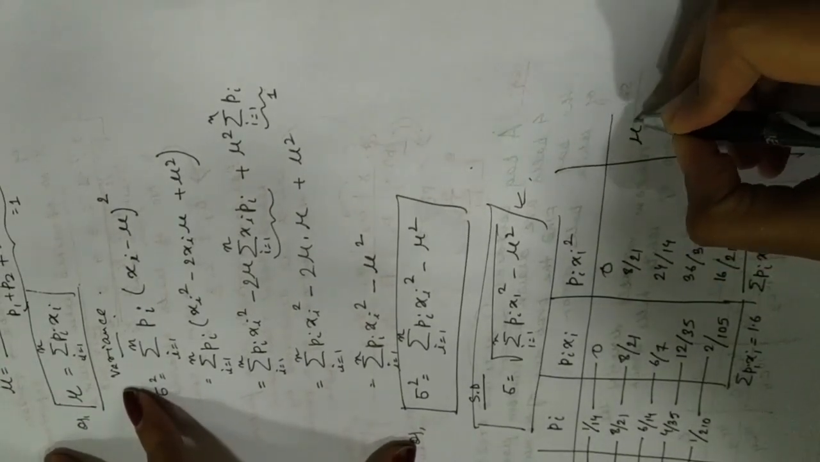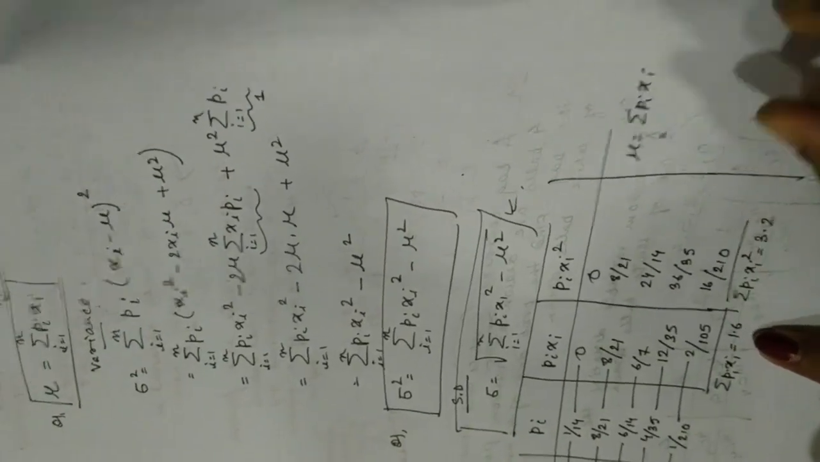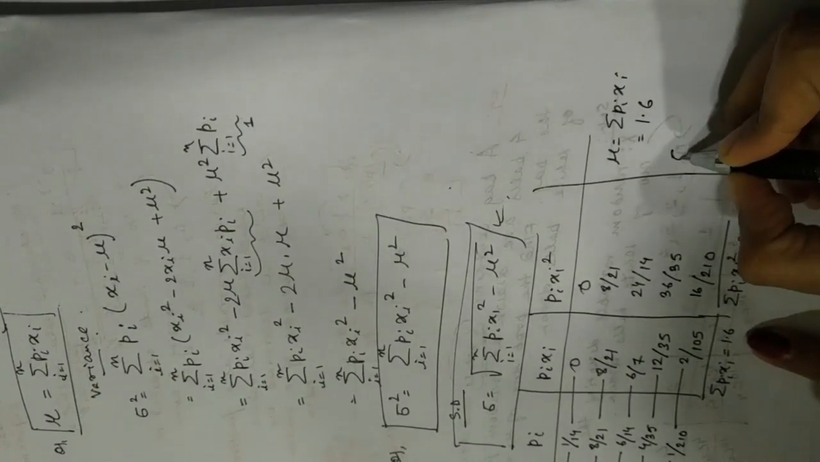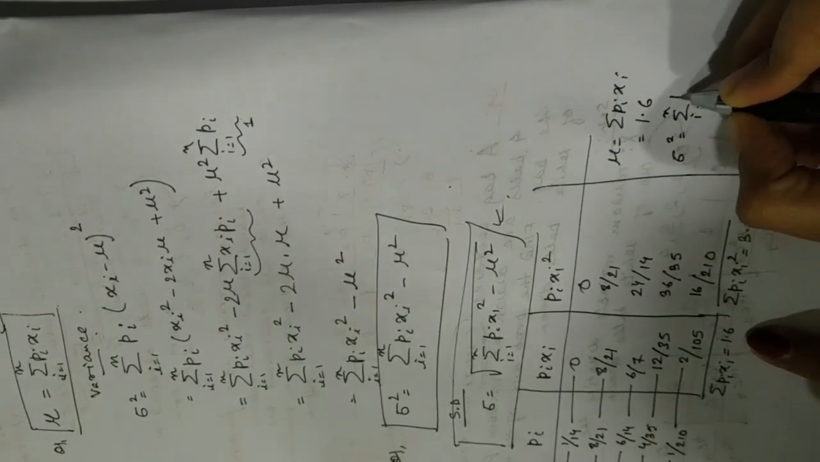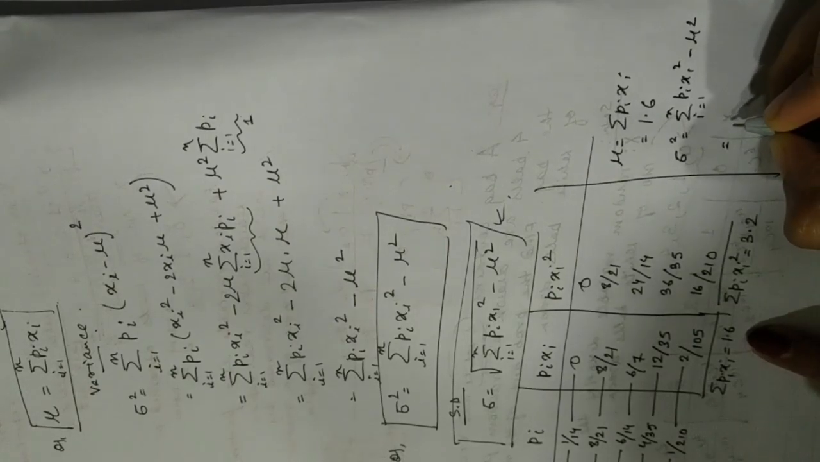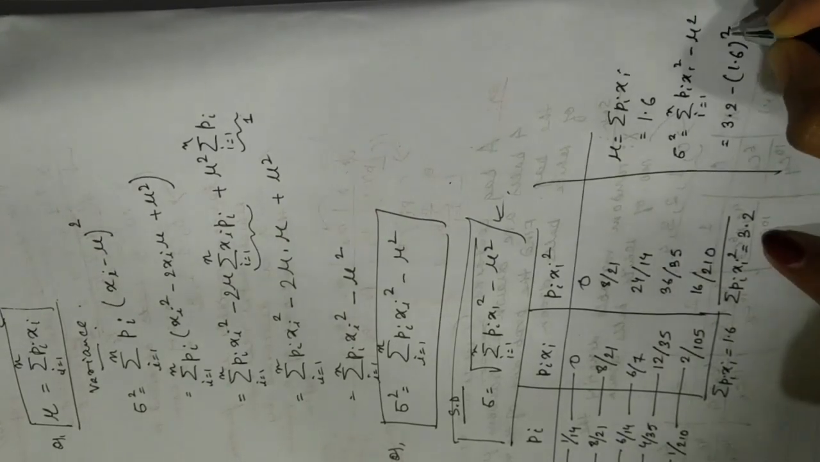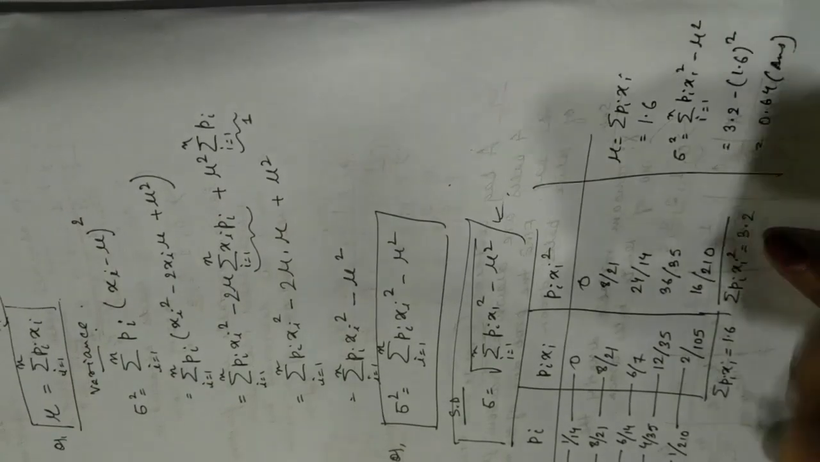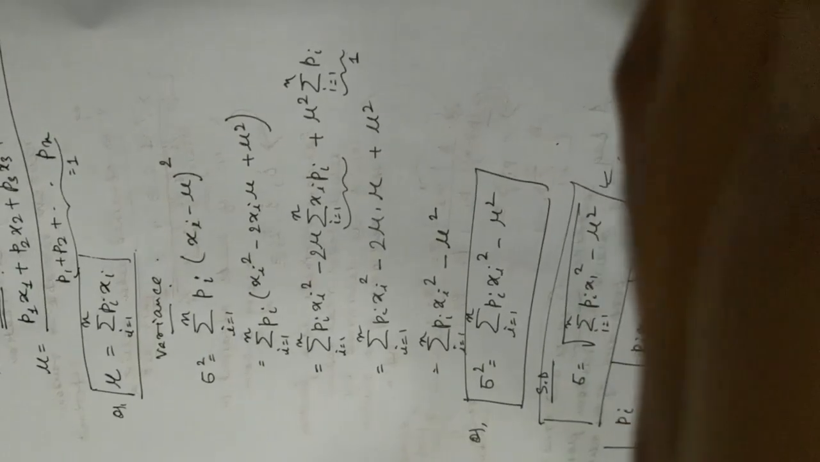So the mean mu is equal to summation pi xi, and we have got it from the table itself. It is equal to 1.6, right? And our sigma squared is given by summation i equals 1 to n of pi xi squared minus mu squared. So you get pi xi squared is 3.2 minus 1.6 squared. So you will end up getting 0.64. Okay, so this is the exact way you will have to solve these kinds of problems.